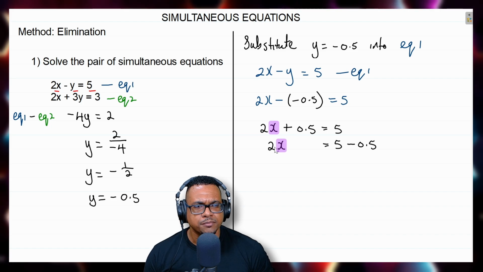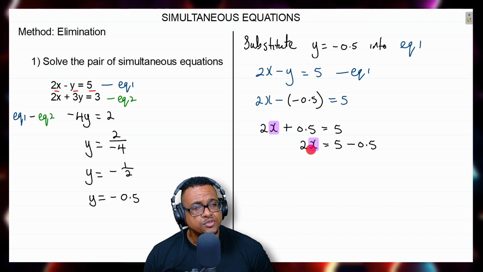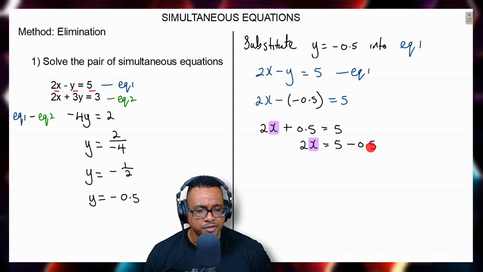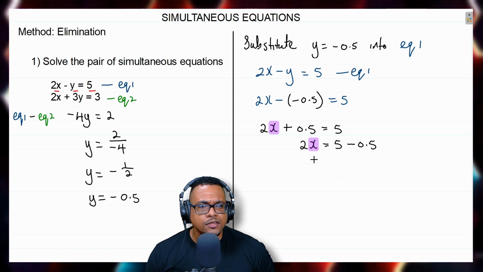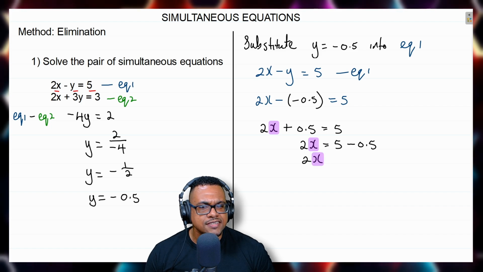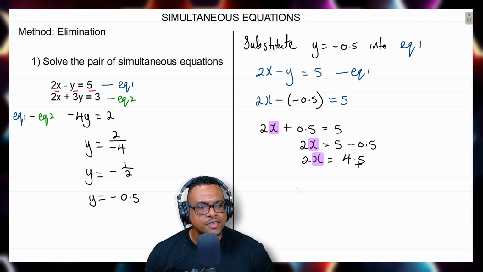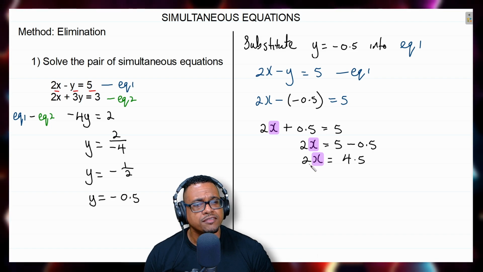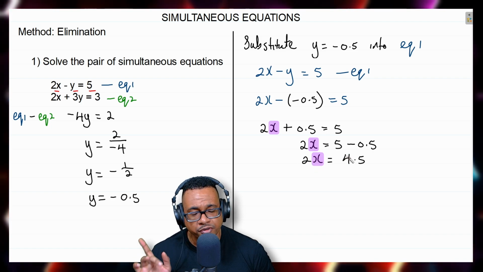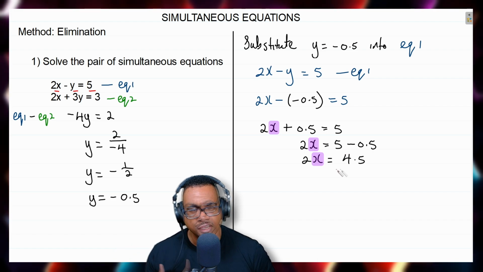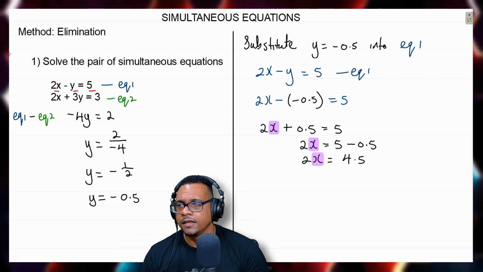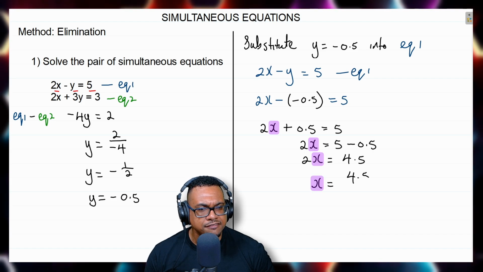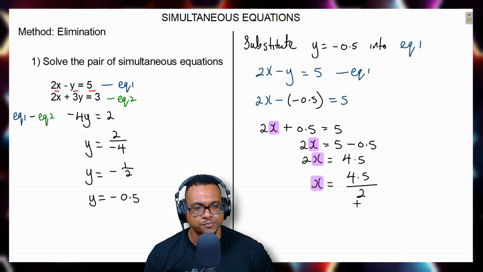Okay, of course I could bring the 2x up like this right here. So we have 2x is equal to 5 take away 0.5. Of course, 5 take away 0.5 is 4.5. So we have 2x is equal to 4.5. So again, we have 2 multiplied by x, and we need to get the x by itself. So we have to transfer the 2 across the equal sign, so the operation will change from multiplication to division. So it will go under the 4.5. So what we're going to have here is x is equal to 4.5 divided by 2.